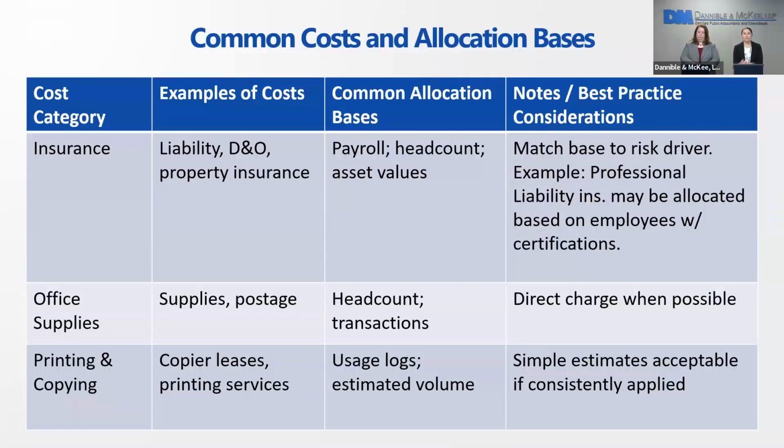employees. Looking at office supplies, including supplies and postage, that might be allocated by headcount or transaction. Again, always apply directly where identifiable. Printing and copying, that might include your copier leases, printing services, that could be allocated based on your usage logs, estimated volume. Simple estimates are acceptable as long as they're consistently applied.